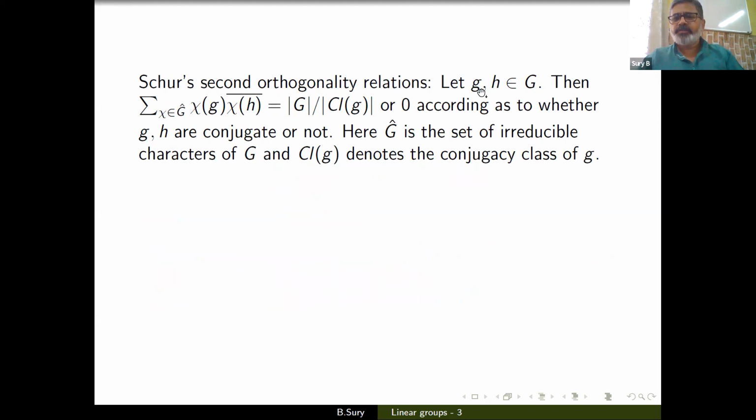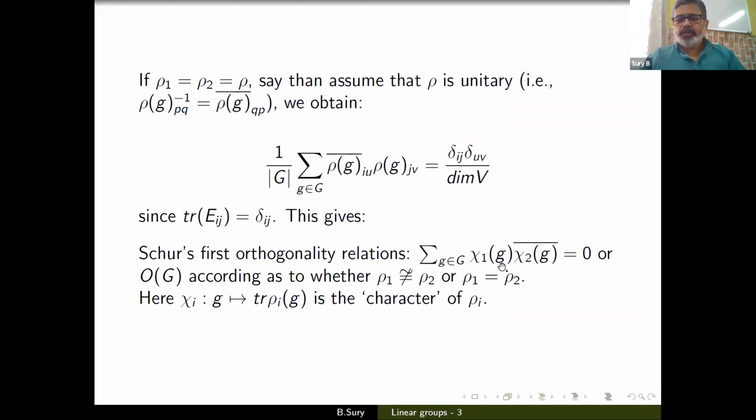Schur's second orthogonality is the following. Remember, what is the first? The representations rho 1 and rho 2 are fixed, irreducible, and both may be equivalent or may not be equivalent, in which case you have these relations. The summation is over small g belonging to capital G.